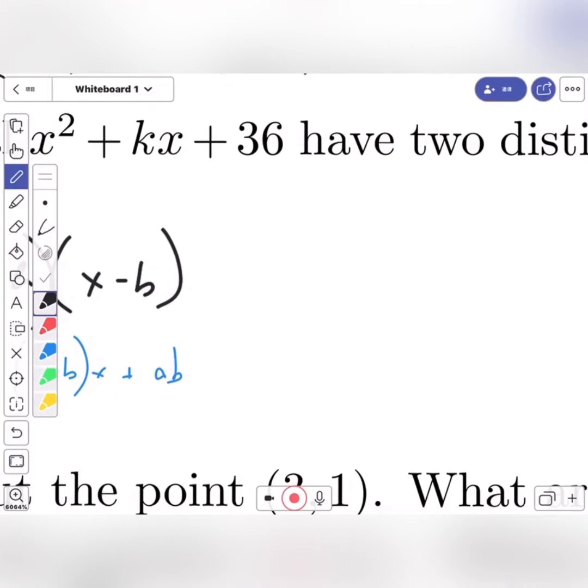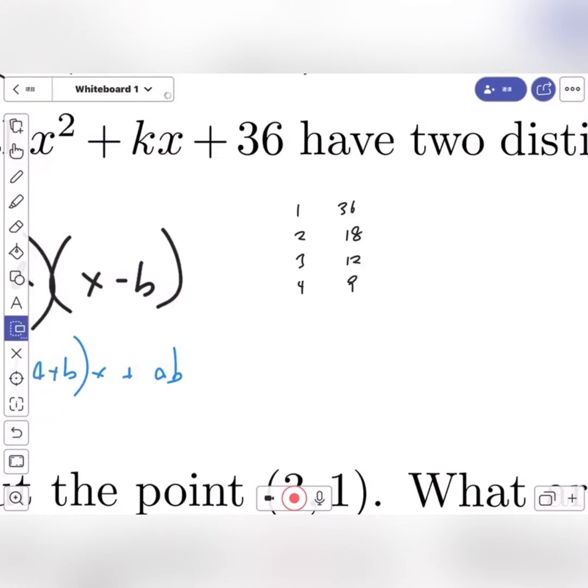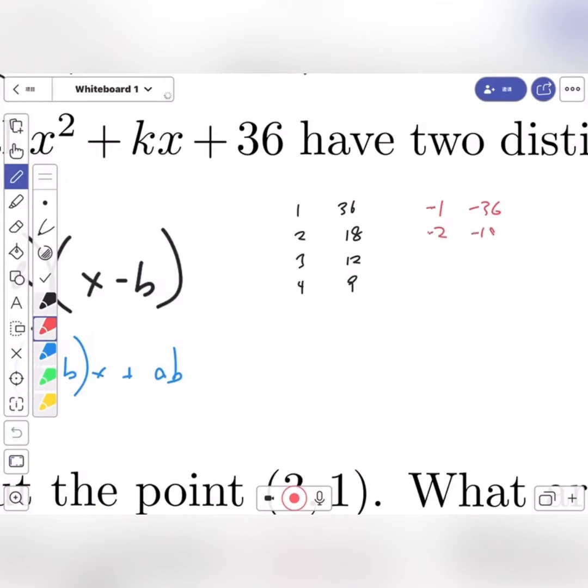So for ab, we can actually have 1 and 36, 2 and 18, 3 and 12, 4 and 9. And we can also make both of these negative. So we can also have negative 1, negative 36, negative 2, negative 18, negative 3, negative 12, and negative 4, negative 9.